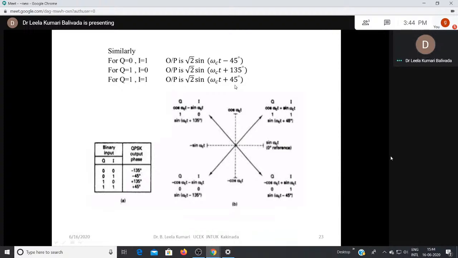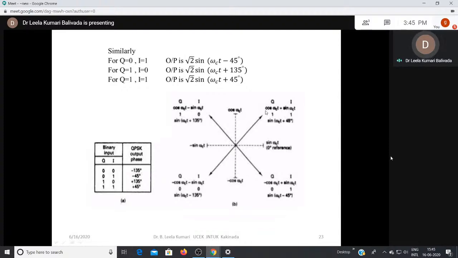plus 45. So these are the different phases. For 00, minus 135 degrees; 01, minus 45; 10, plus 135; 11, plus 45. This figure shows the truth table of the phases, and this figure shows the phasor notation.